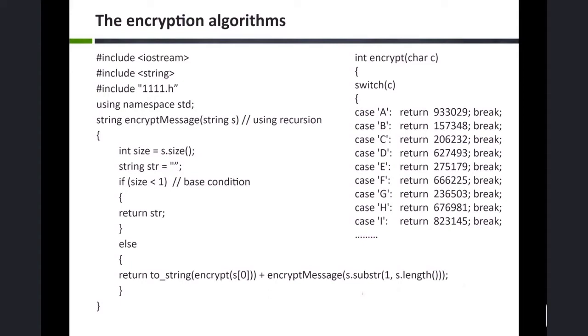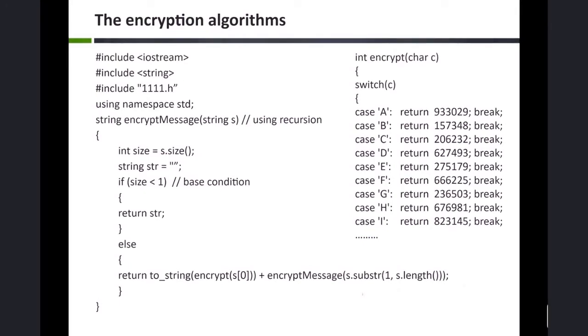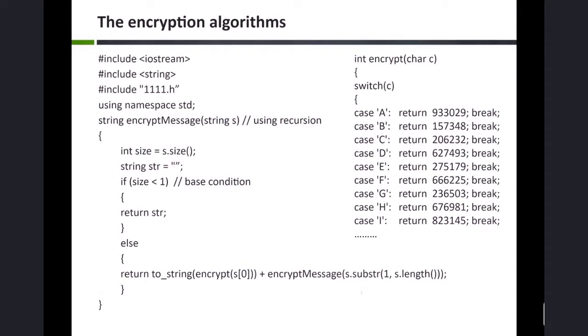Else, meaning if the size of string S is not less than 1, then the encrypt message string will return the numerical value of the first character within string S. But the numerical value will no longer be an integer, it will be converted into a string. Using the example of string S being hello Jennifer Lopez, the first character H string will be 676981. Recursion will be utilized if string S contains more than one character.